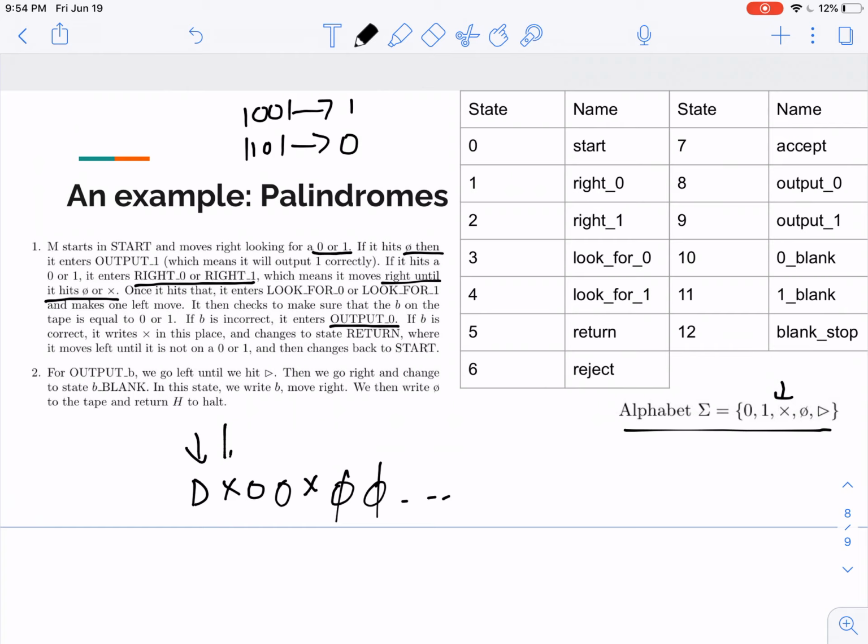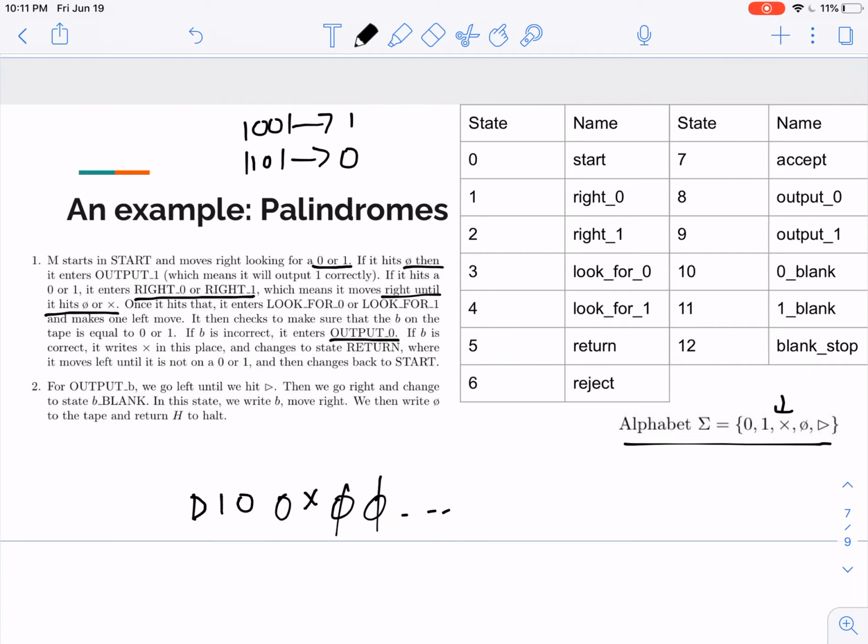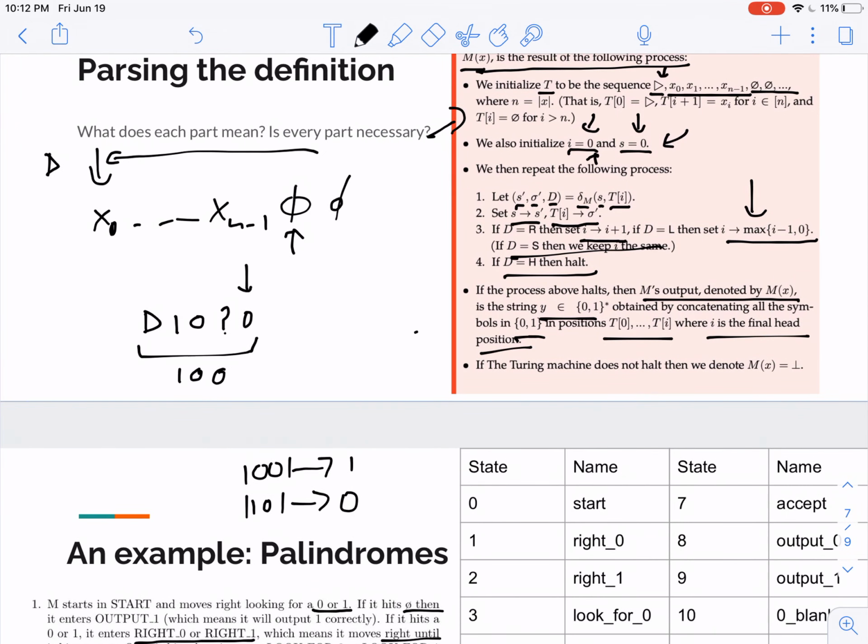In state 1 blank, what we're going to do is just write 1 to the tape. So now instead of whatever was there, there's going to be a 1, and we're going to move 1 to the right. And we're going to switch to state blank stop. And in state blank stop, it's just going to change whatever symbol's on the tape to a blank, and then it's going to return halt.